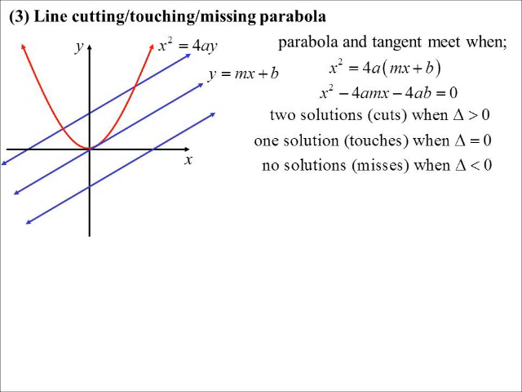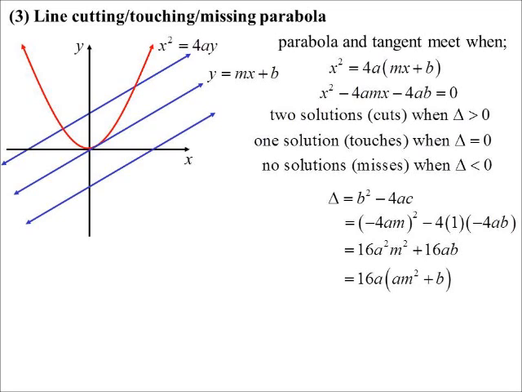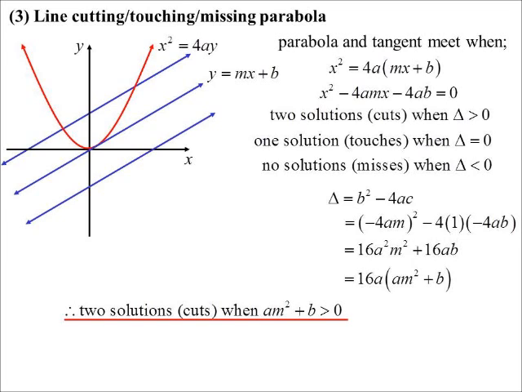Now if I actually work that discriminant out for the general situation, we've got (minus 4am) all squared minus 4 times 1 times minus 4ab. And we end up with 16a outside of (am squared plus b). Let's have a look at the situation. Two solutions. Hang on, I haven't written the whole thing down. And the reason is 16a, remember our standard parabola, a is going to be positive. So 16a, it doesn't matter. It's the am squared plus b that's going to make it positive or negative or equal to 0. So it's just that bit that I need to worry about.